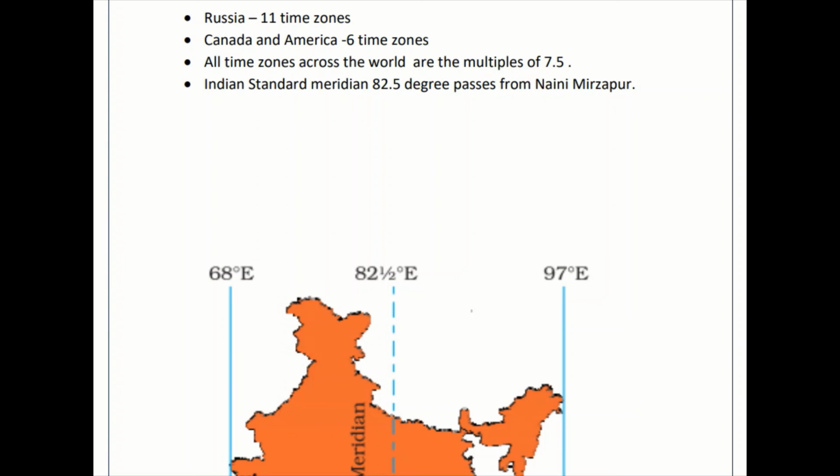Next point, we can see Russia has 11 time zones and Canada and America have 6 time zones, and all time zones across the world are multiples of 7.5. And Indian standard meridian 82.5 degree passes from Naini in Mirzapur district, Uttar Pradesh.